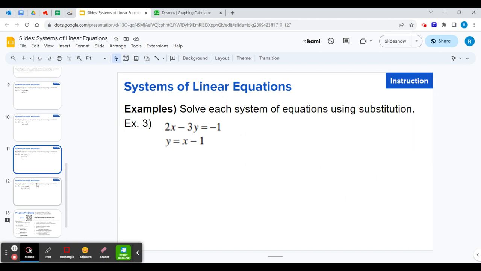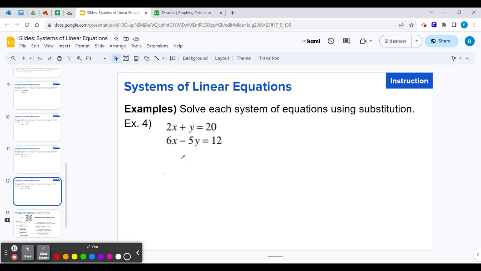All right, let's do one more. This one will be kind of the most complicated type. You'll notice that neither of our y's are isolated, so we're going to have to actually move something around first. So what I'm going to do is take this first one here, 2x plus y equals 20, and solve for y. So I can slide this negative 2x over. We'll get y equals 20 minus 2x. And now this is something that I can plug in to one of our original equations over here.